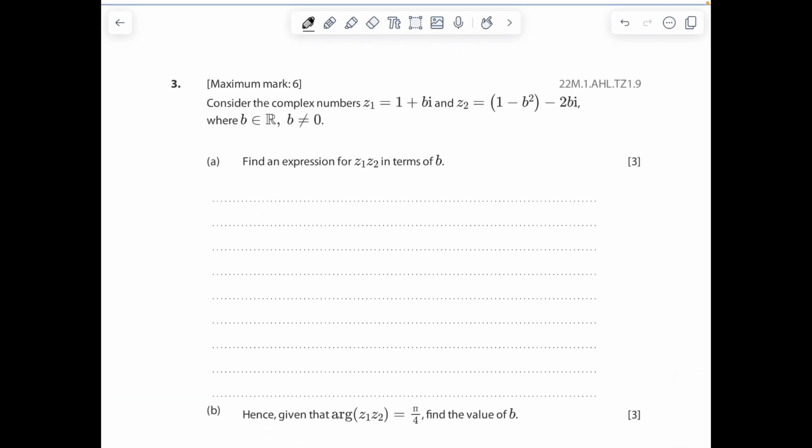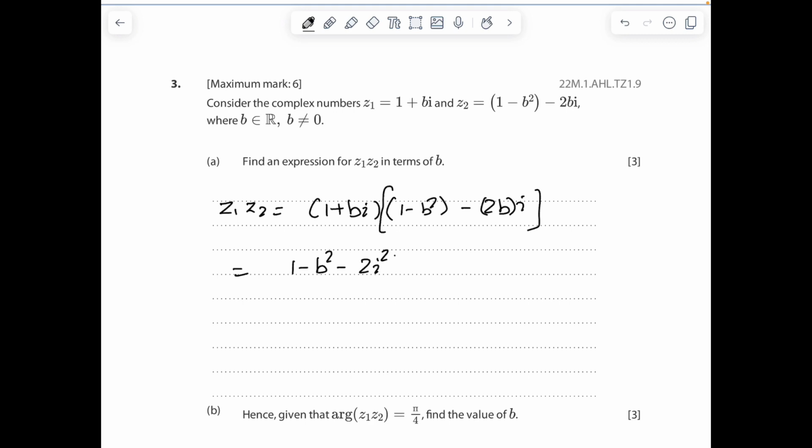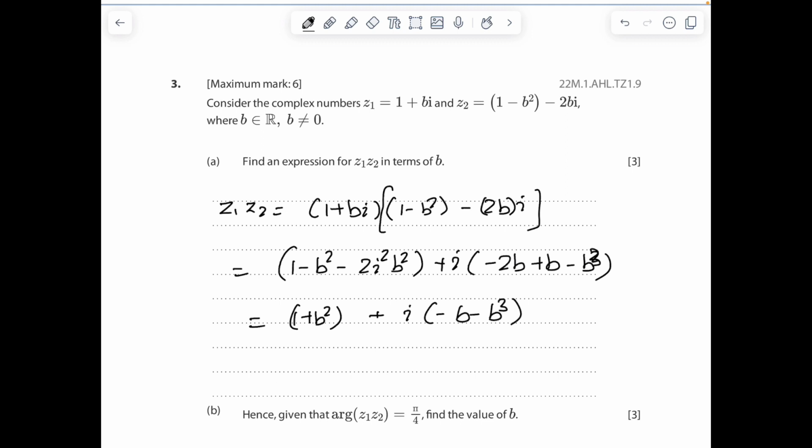Question number 3. Consider the complex numbers z1 and z2. Find an expression of z1 z2 in terms of b. So z1 z2 equals 1 plus bi times 1 minus b square minus 2bi. So it becomes 1 minus b square minus 2i square b square plus i times minus 2b plus b minus b square. So what does it become? 1 plus b square plus i times minus b cube. This is b cube. This is going to be the answer.